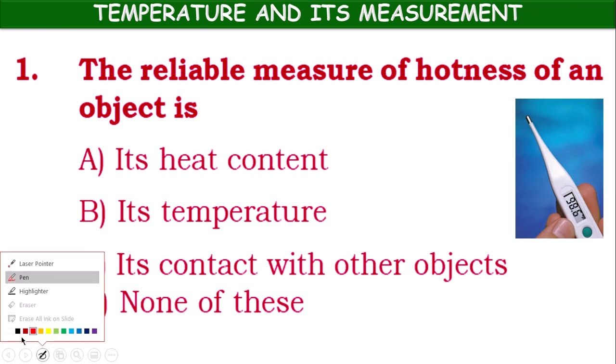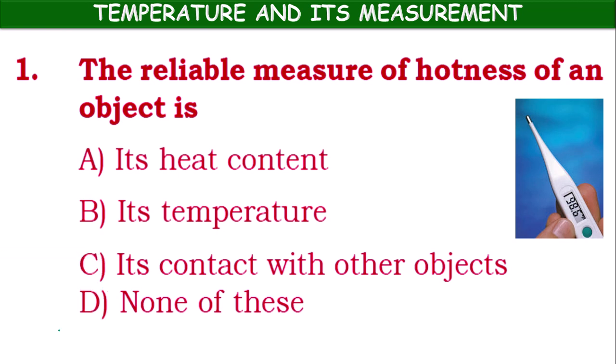So here the question is, the reliable measure of hardness of an object is what? Option A, its heat content. Option B, its temperature. Option C, its contact with the other objects. Option D, none of this.